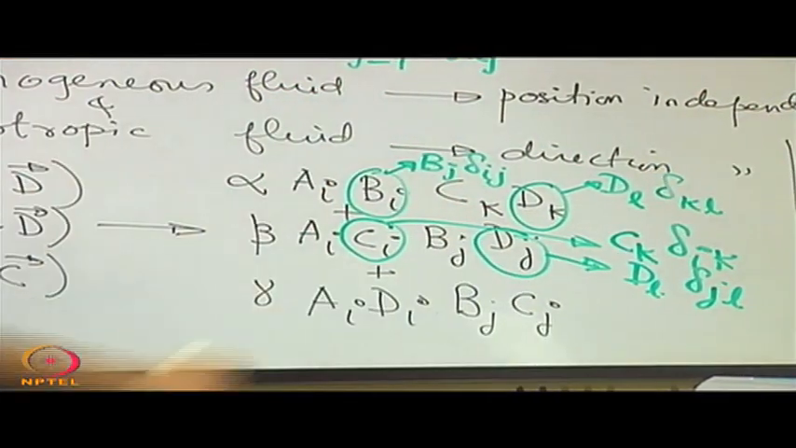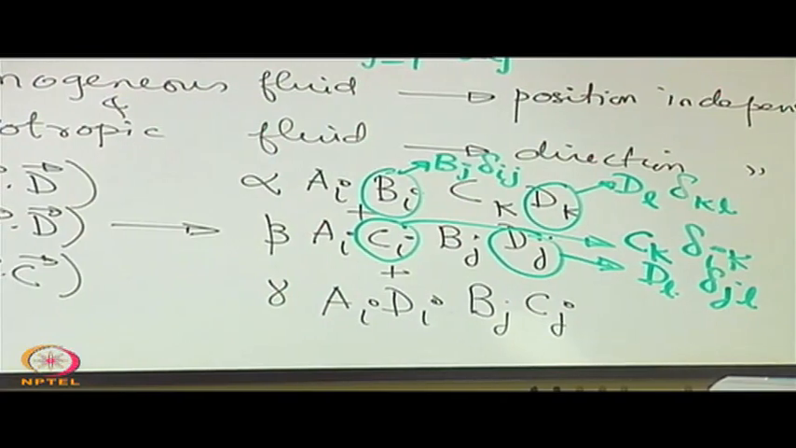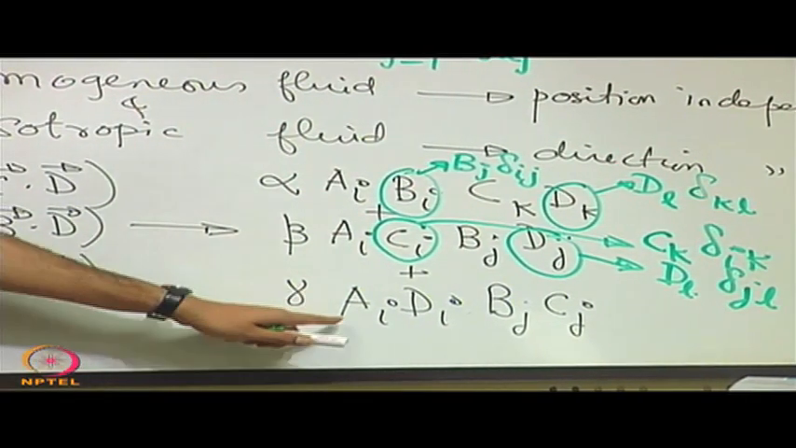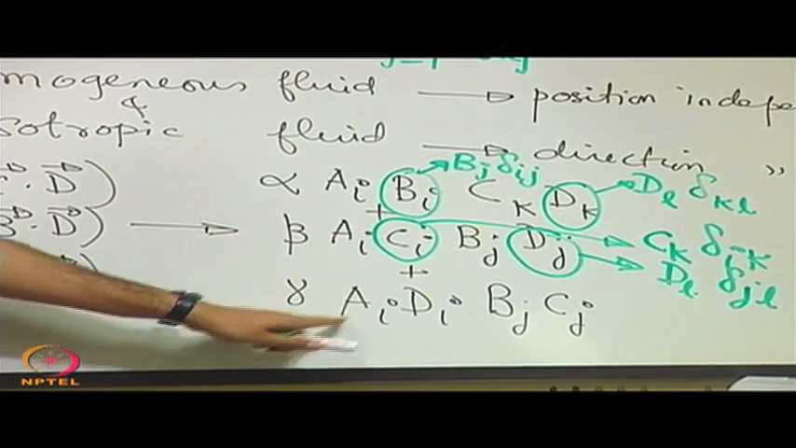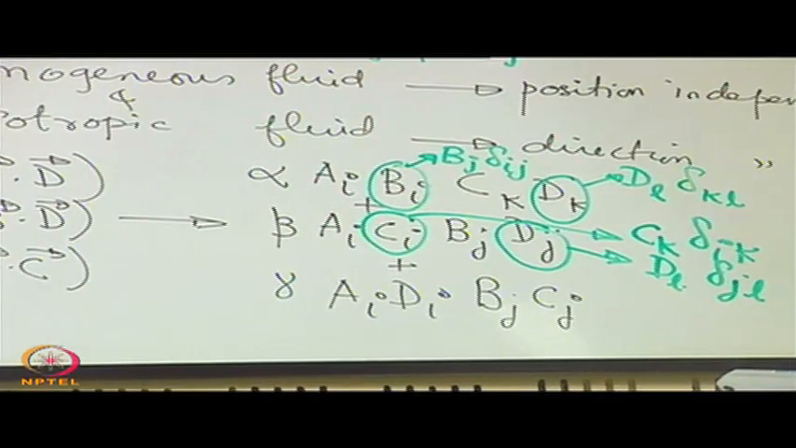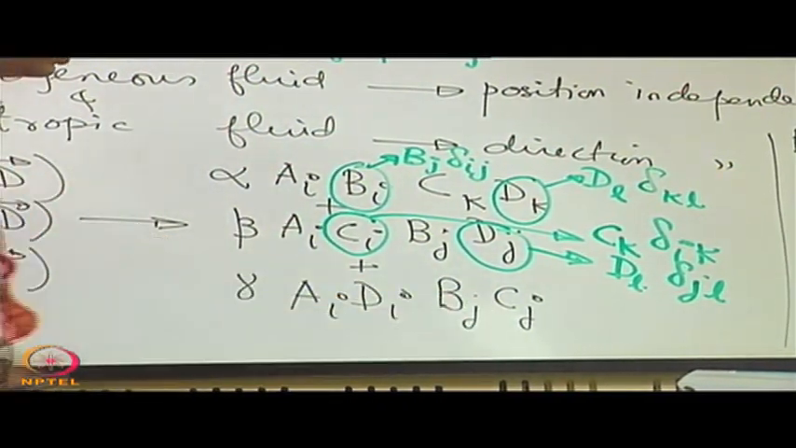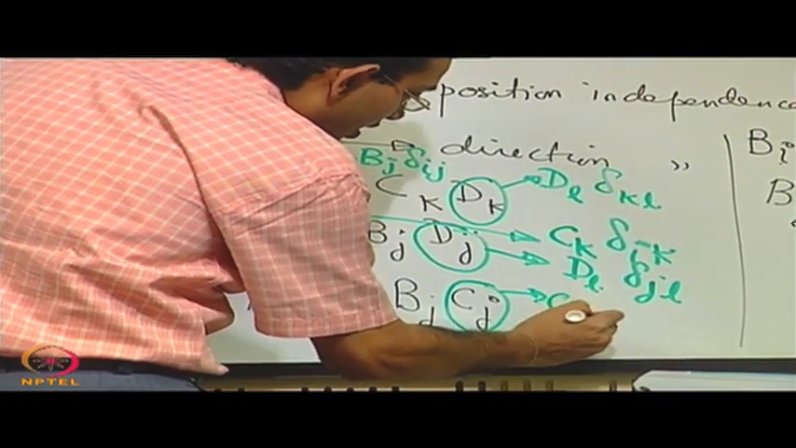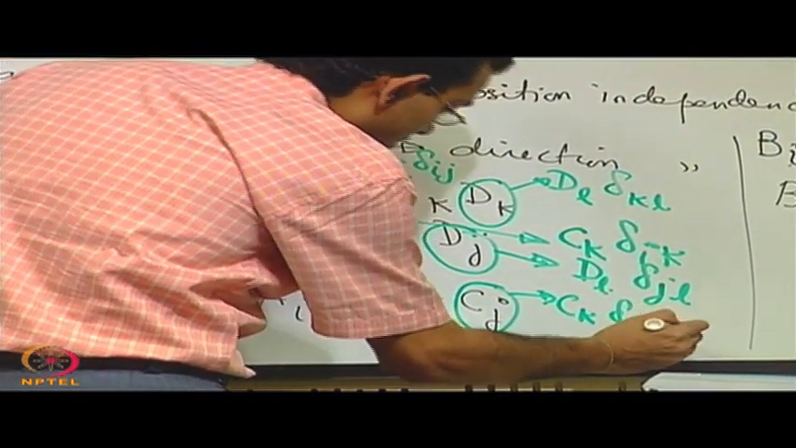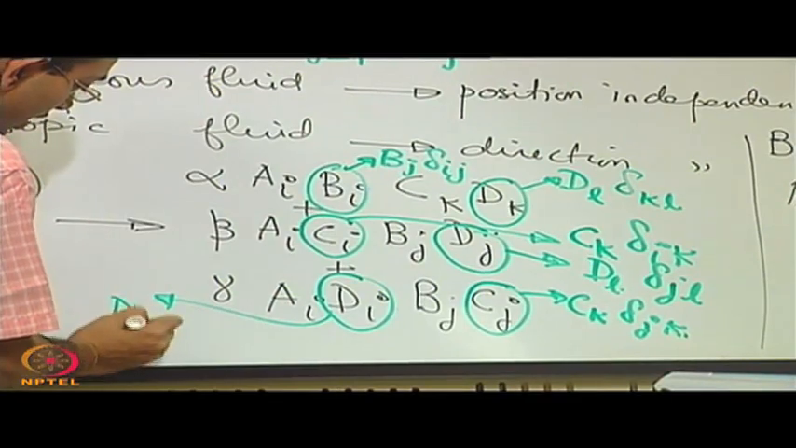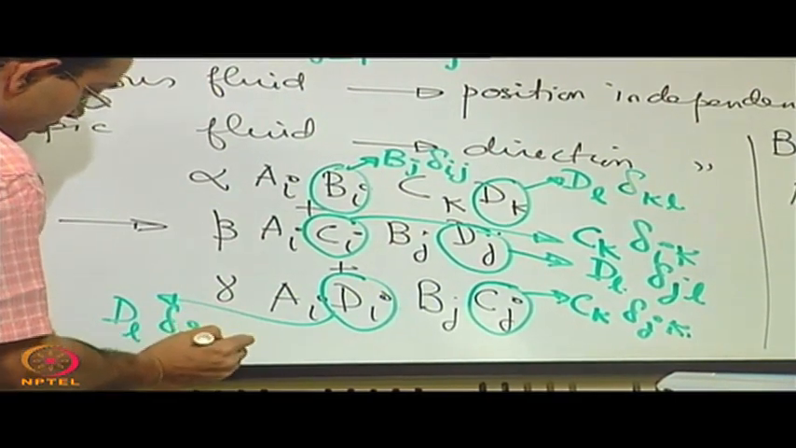Similarly, the third term, you have ai, you have bj, then you want ck, so cj will become ck delta jk, and dl into delta il, right.